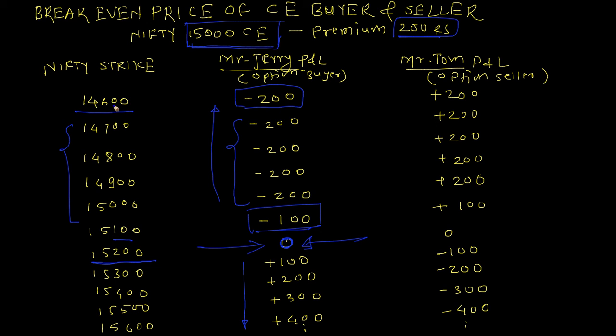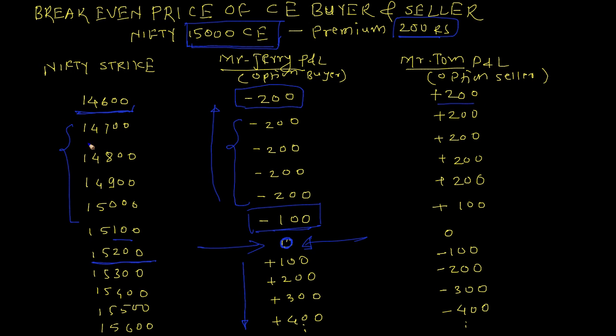Now let us say the market is trading at 14,600, right? Why would somebody come to Mr. Tom and say that I want to buy Nifty from you at 15,000, whereas in the market Nifty is available at 14,600? That means Mr. Jerry in this case will not go to Tom, and Mr. Tom will get the benefit of that coupon, so he is earning rupees 200, right?